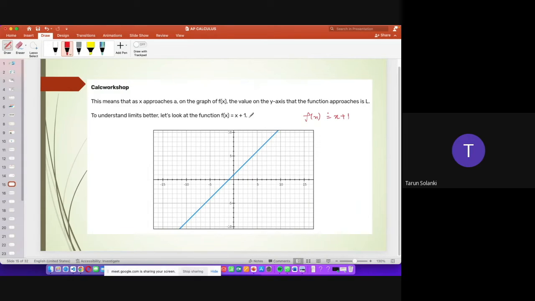So this means as x approaches on the graph of the function, the value on the y-axis that the function approaches is the limit, right? While drawing the graph of x plus 1, it will be shifted by 1. Here y will shift to 1, x will shift to minus 1, and there will be a straight line passing through it. So this will be the graph, right?